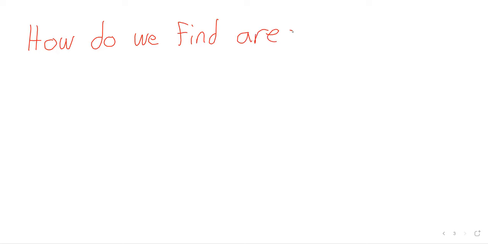But for now, we'll put a question on the board and then almost immediately abandon it. The question is, if we have this positive curve, how do we find the area? And the answer at the moment is that we don't. That question is too hard for us.